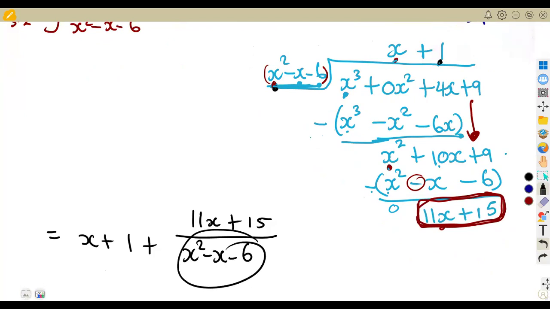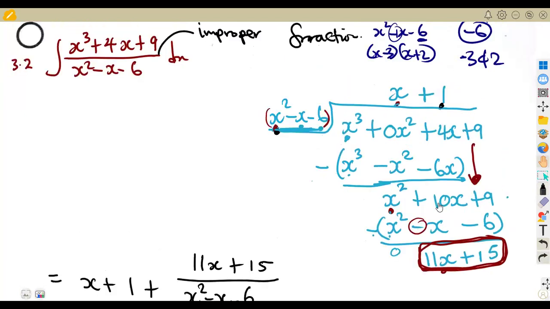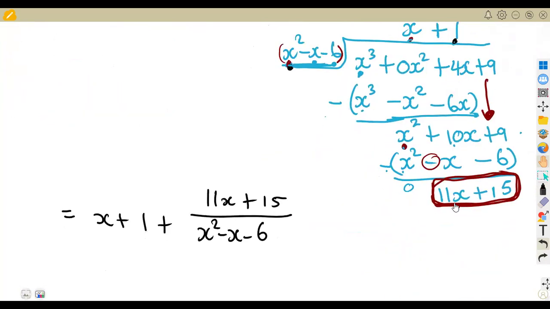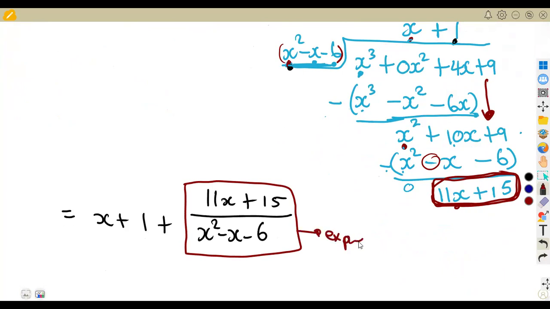But this whole part, guys, is the one that I said, if you factorize it, it's going to give us two brackets, x minus 3 and what? x plus 2. All right, no problem. So we're going to just leave it like that. This remainder part is the one that you express into partial fractions.